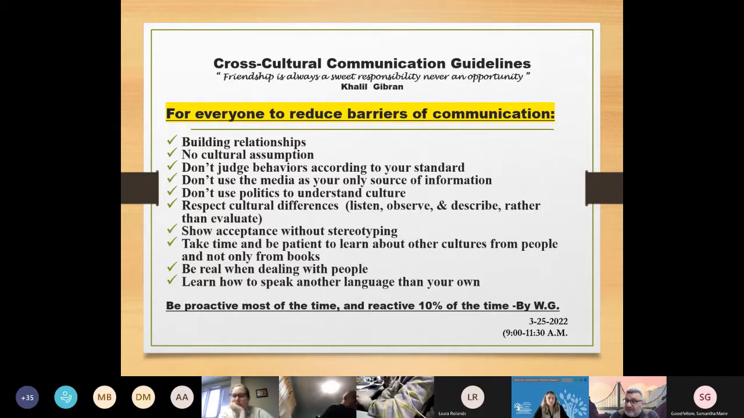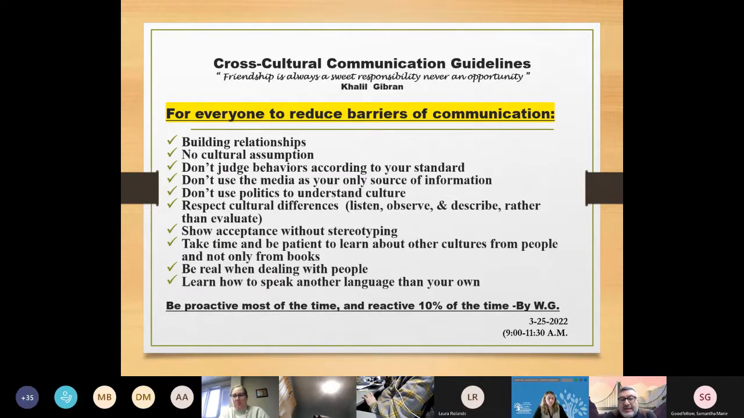According to the American standard, if I am looking you in the eye, it means good eye contact. But if I'm not, that means I have shifty eyes. That means I'm not trustworthy, I am trying to hide something. So we need to be cognizant of how we translate behaviors within the context of the culture. So no cultural assumption, please. Don't judge behaviors according to your standard. Don't use the media as your only source of information. Use the media, but use other sources of information. Do not use politics to understand culture.